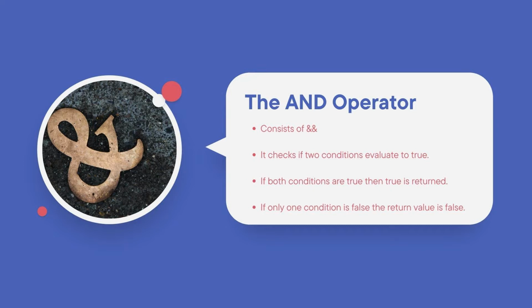When we use the AND operator, the possible outcomes are as follows. If both conditions evaluate true, then the return value will be true. If none of the conditions evaluate true, then the return value will be false. If only one condition is false, then the entire group of conditions will evaluate to false. So let's have a look at an example.